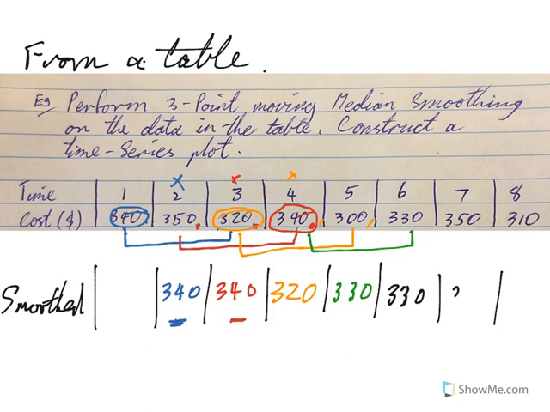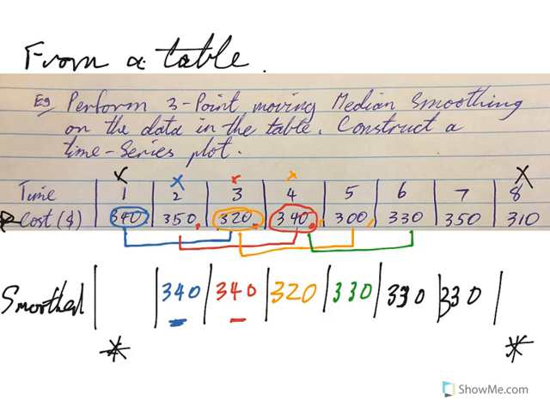You'll notice the two end ones have no values, because you can't have a group of 3 points where time code 1 or time code 8 is in the middle. So that's how we would do it from a table: our original data values, and then our smoothed values underneath.